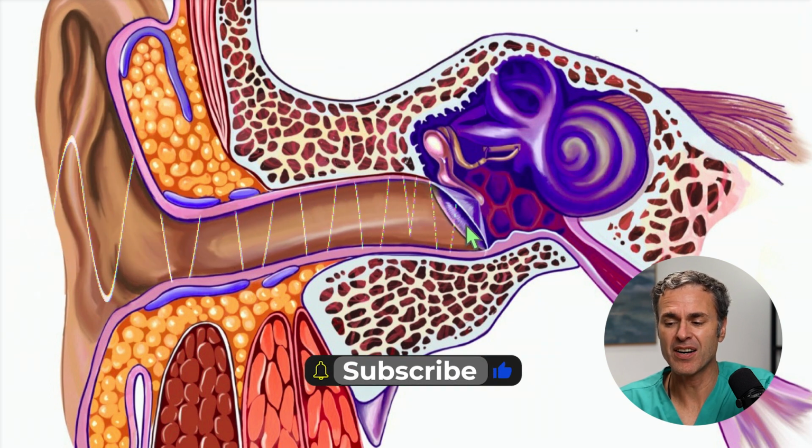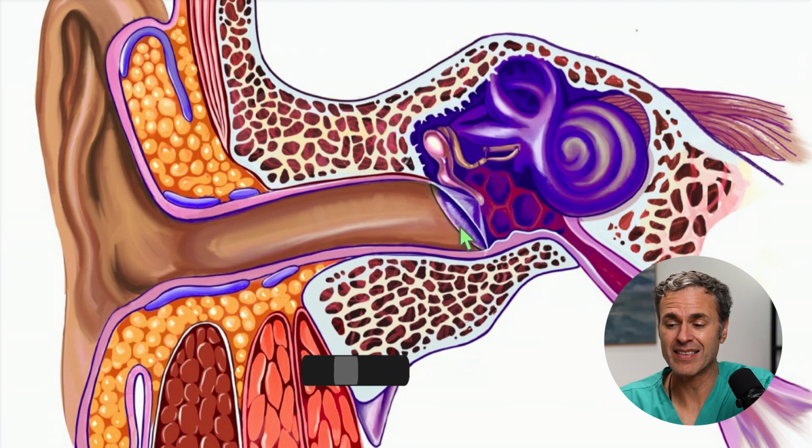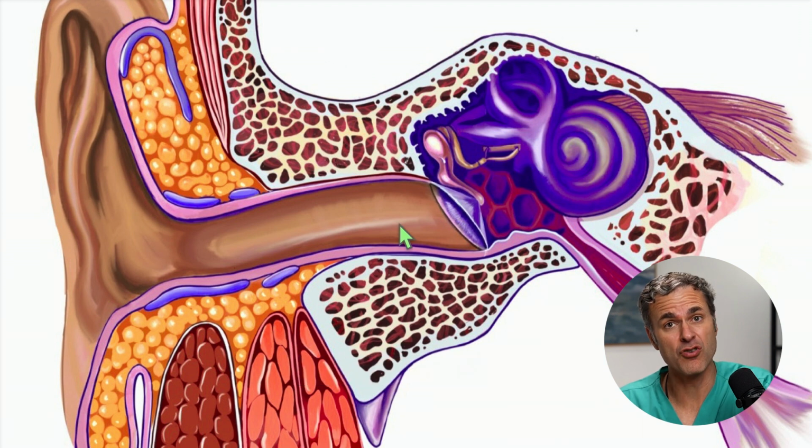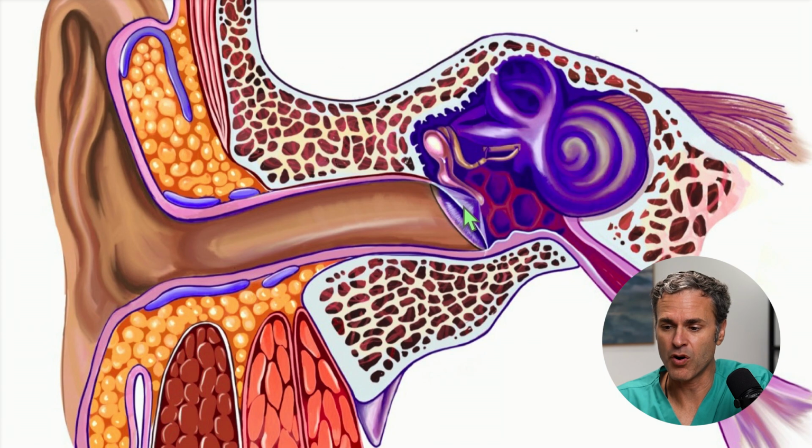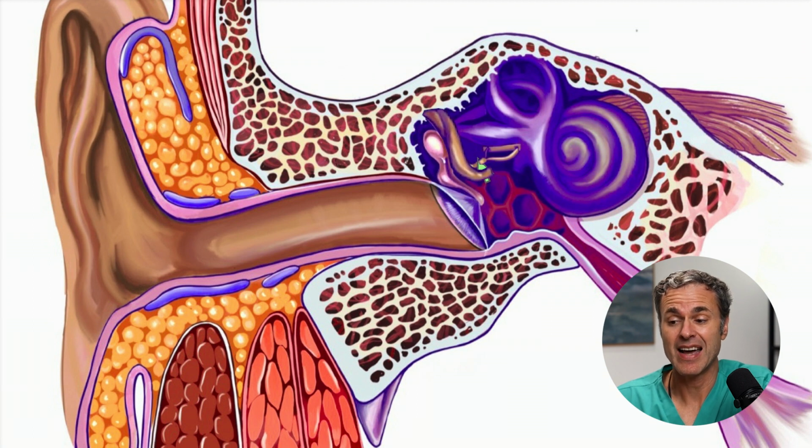Once it comes here, that sound will vibrate the tympanic membrane or the eardrum. It's literally like a drum. The vibrations of that drum will then go towards the malleus, the incus, and then the stapes. Those are the three middle ear bones.